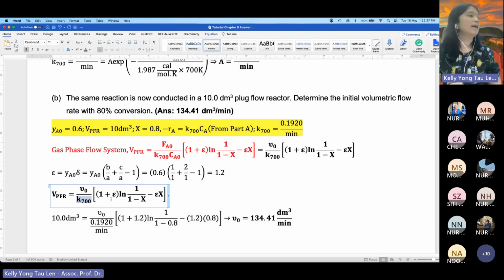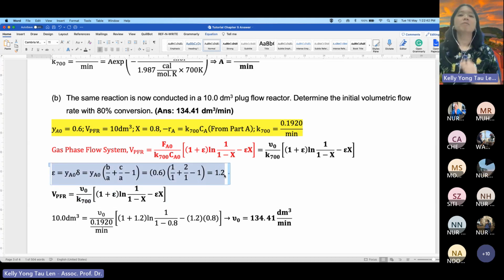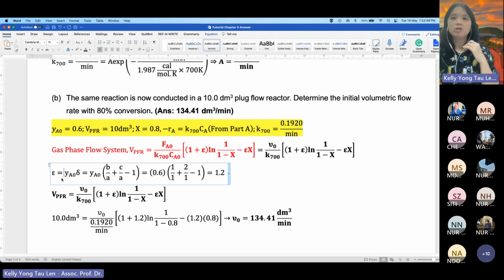Okay, let's go behind epsilon. So epsilon kena cari balik lah. So part ni kamu kena berhati-hati. Kamu kena betul-betul faham equation dia tak fix in the part of your sigma. Okay, sebab epsilon betul equation dia sama untuk mencari epsilon, which is YA naught sigma. Tapi dalam case ni YA naught dia dah bukan satu, right? Sebab part A dia kata pure A. So YA naught tu satu. Tapi part B dia kata initially 60 mole percent A and 40 mole percent inert. So asalnya YA naught dia adalah 0.6.